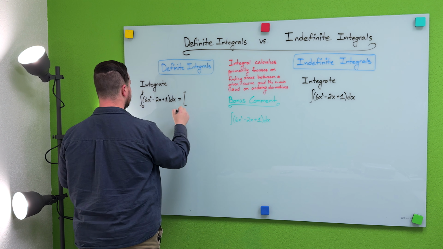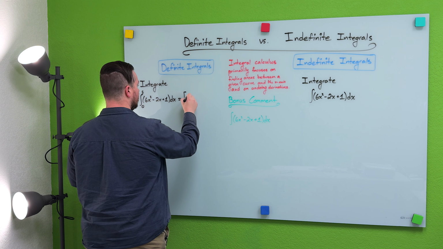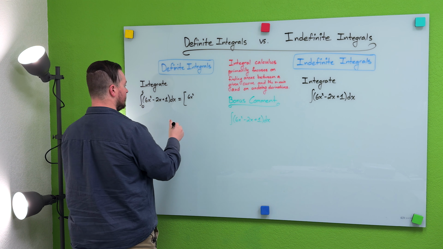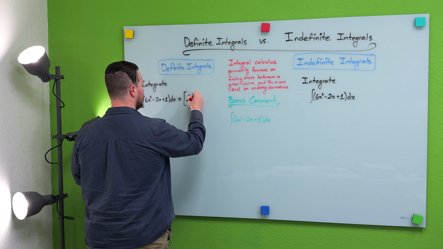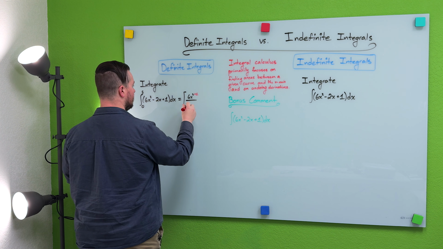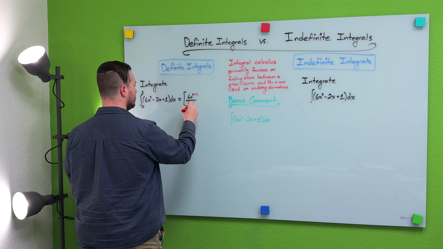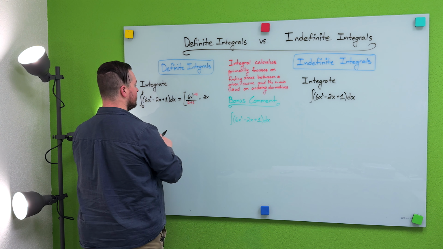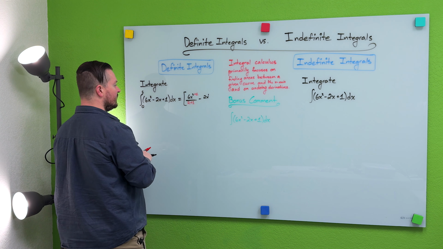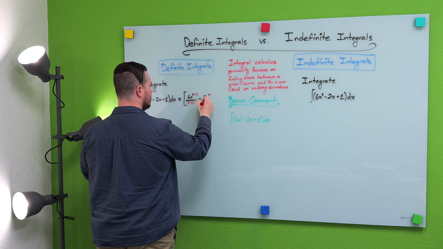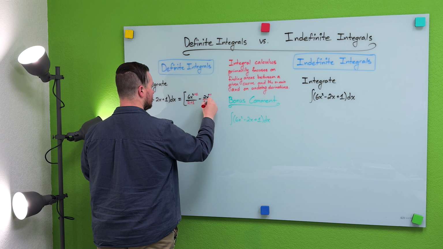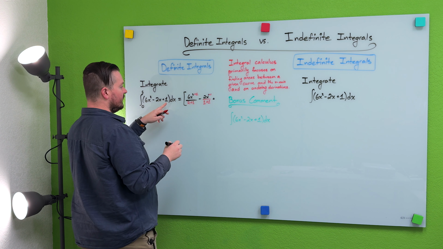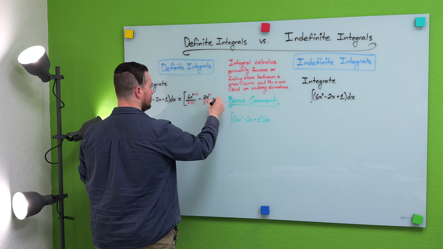So the antiderivative of 6x squared: we first take the 6x squared, add 1 to the exponent, and then divide by the new exponent, which is 2 plus 1. Then we take our minus 2x. Our exponent is currently 1, so we're going to add 1 to the exponent, then divide by the new exponent. And finally, we'll take our plus 1. The antiderivative of 1 is just x.